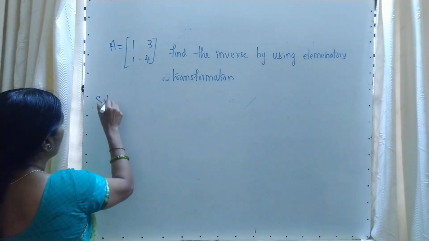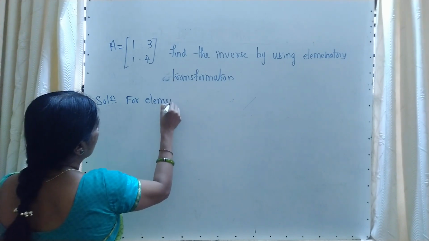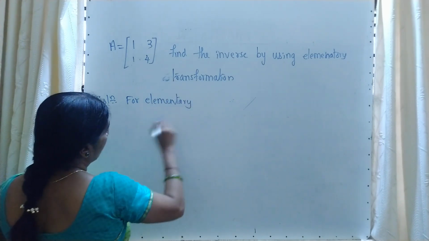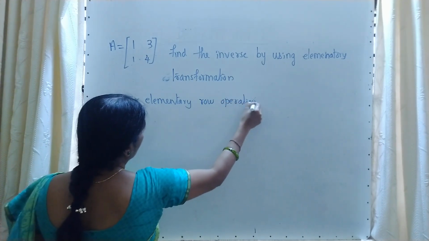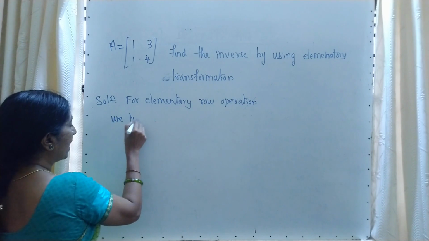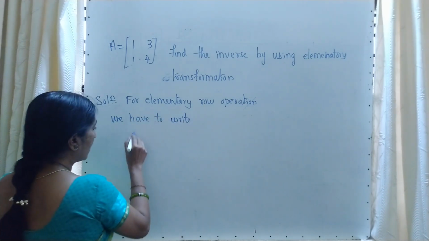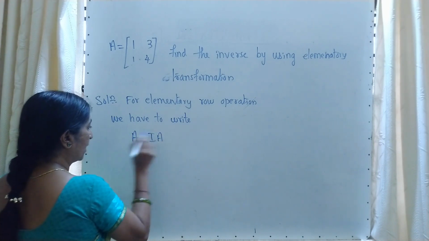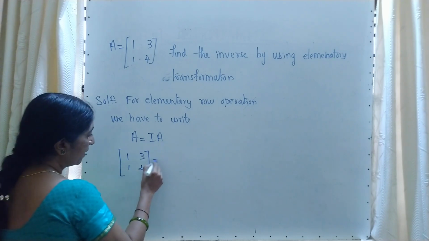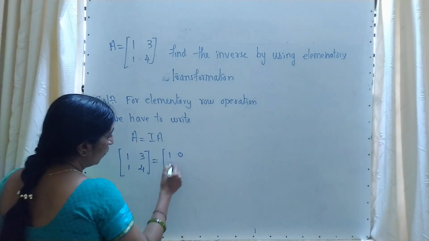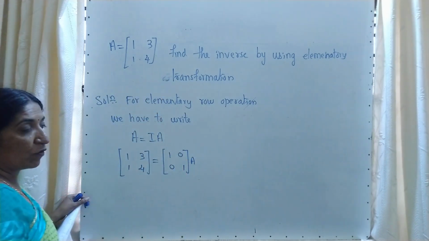See in the solution for elementary, I already told you, I explained the row operation. Elementary row operation, we have to write A is equal to I into A. A is the given matrix and I is the identity matrix of order 2. Why order 2? Because the given problem contains a matrix of order 2.